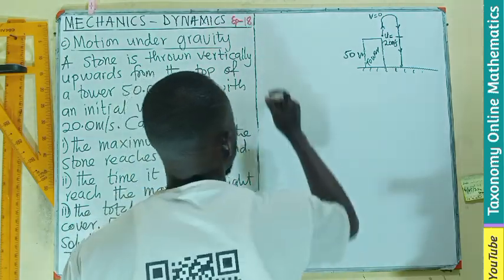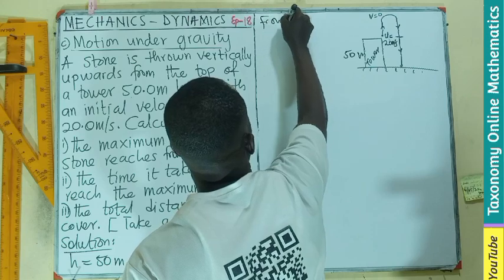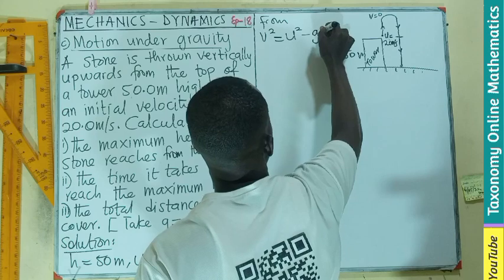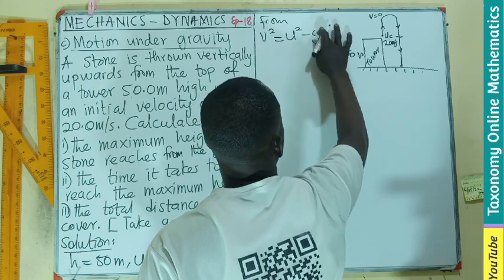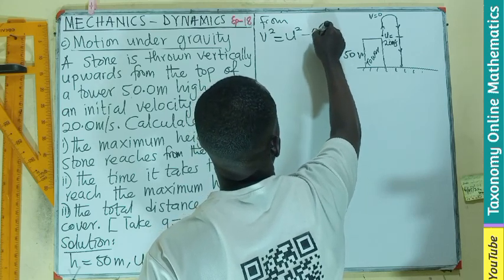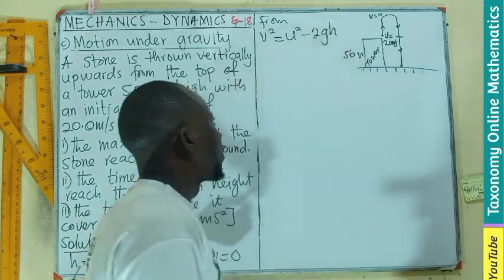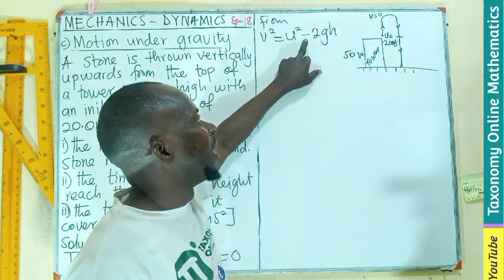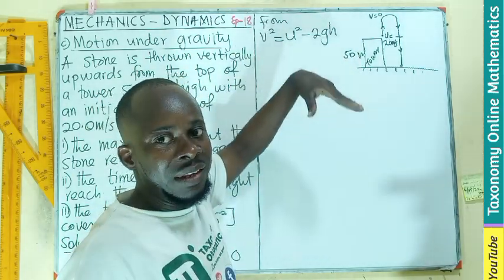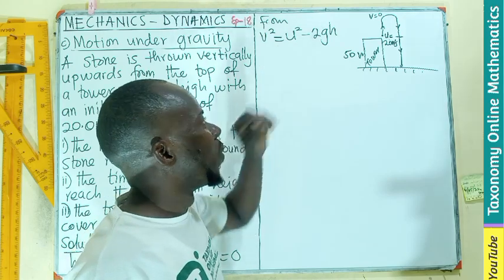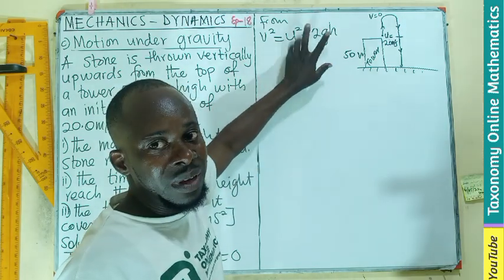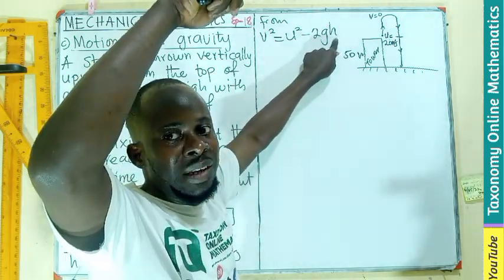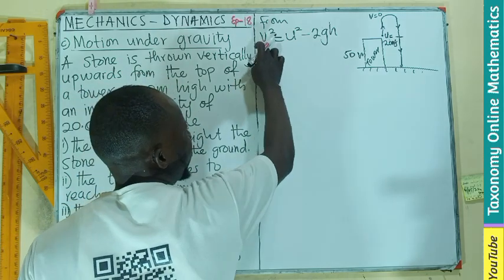If you watched episode 14, from our v squared equals u squared minus 2gh. This is going to be positive if the body is coming down. But in this case, the body is moving upward from the top of the tower, so the gravity is going to be negative, hence this formula. What are we looking for? This very height that the body will reach at the maximum height. So I know the velocity is 0.